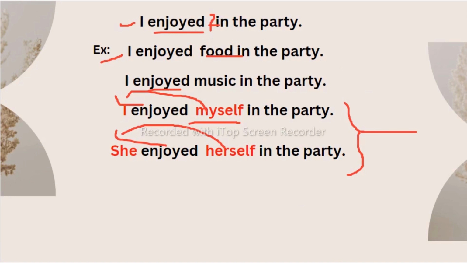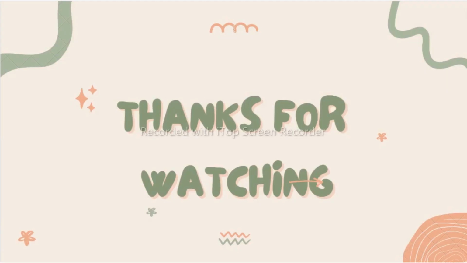So reflexive pronouns are those pronouns in which the action done by the subject reflects upon the subject. So this is all about the reflexive pronoun.